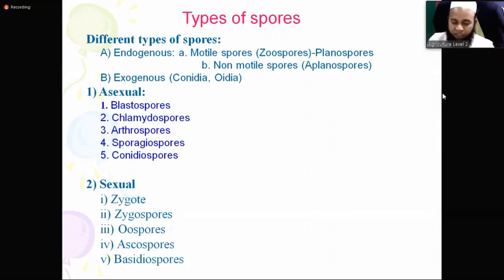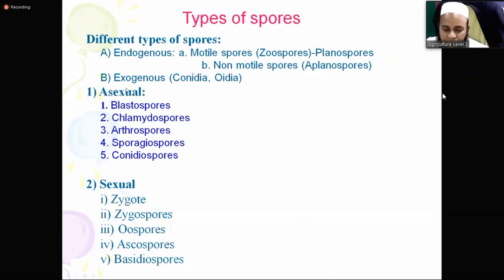Please move your lips to read out these: blastospore, chlamydospore, arthrospore, sporangiospore, and conidiospore. In case of sexual spores, it is zygospore, oospore, ascospore, and basidiospore. Sexual spores are zygospore, oospore, ascospore, basidiospore. Asexual spore means you understand.